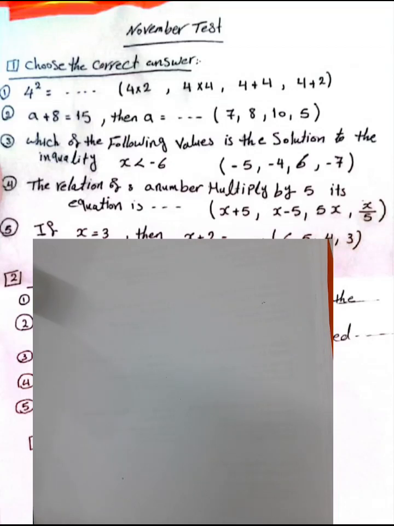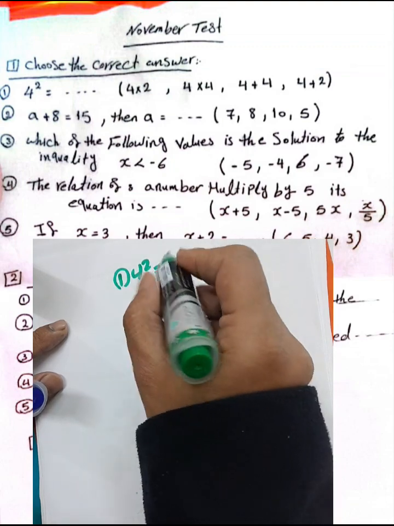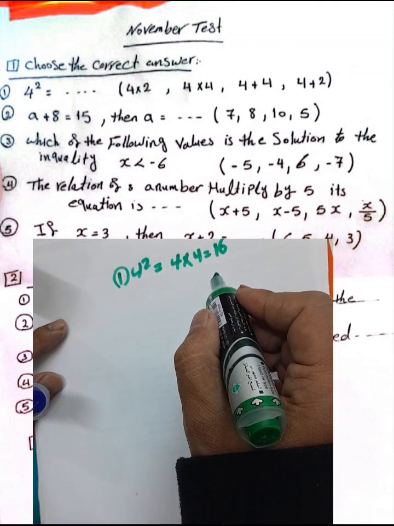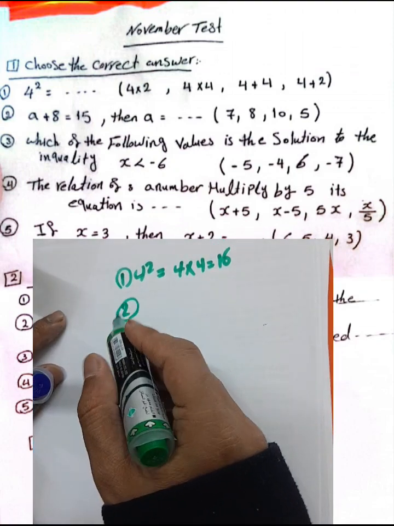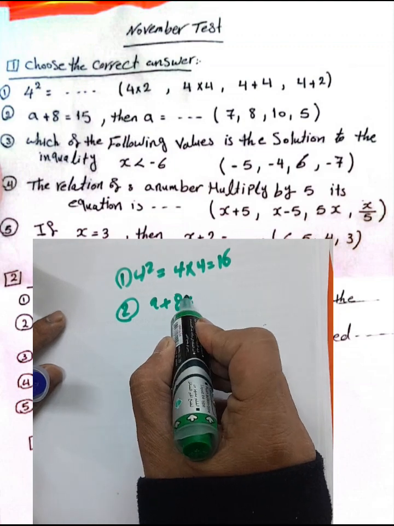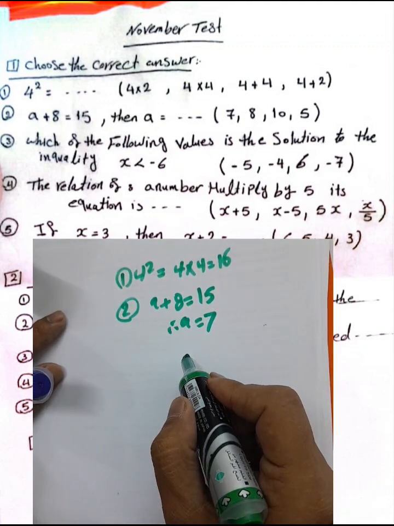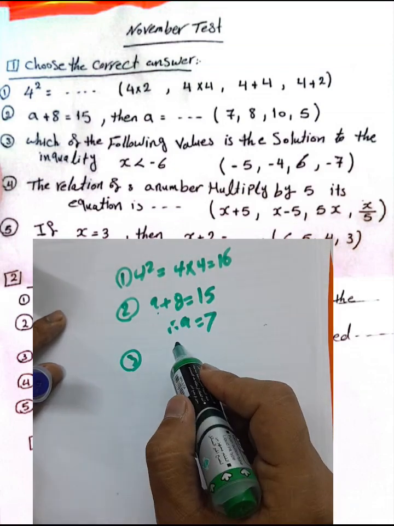Question number 1, 4 power 2. It will be 4 times 4. It will be equal 16. Question number 2, if a plus 8 equals 15, then a will be equal 7, because 7 plus 8 equals 15.